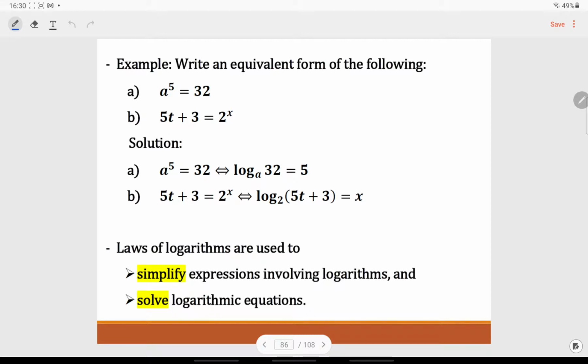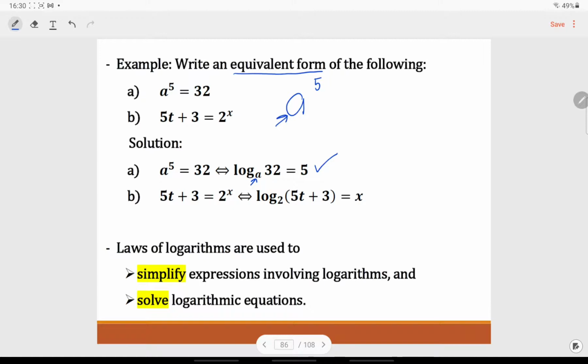We consider the following example. Write an equivalent form of the following. That means we are given an index form, so we need to convert it to logarithmic form. We have a to the power 5 equal to 32. So we have log 32 to the base a equal to 5. We have a as the base. Just like in the index form, we also call a the base, so in logarithmic form we also refer to a as the base.